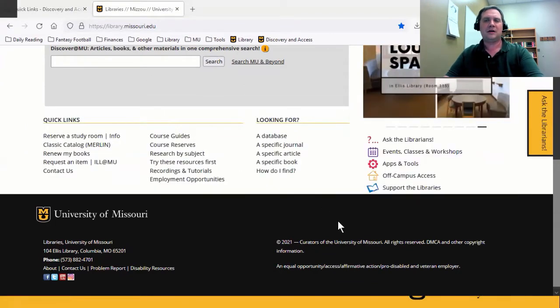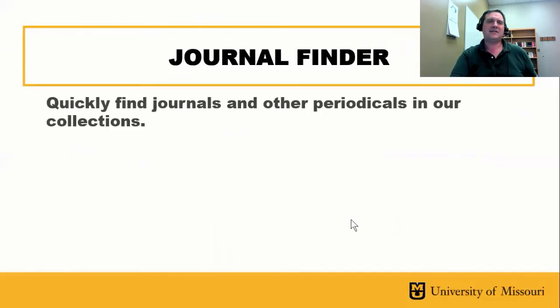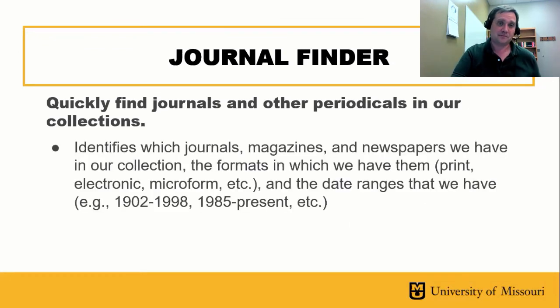And again, I'll show you here, that's on our website right down here where it says looking for a specific journal. And if you click on that, basically what this is going to allow you to do is see, do we have access to it? So that tool is going to identify which journals and magazines and newspapers we have in our collection. It's going to tell you which format we have them in.